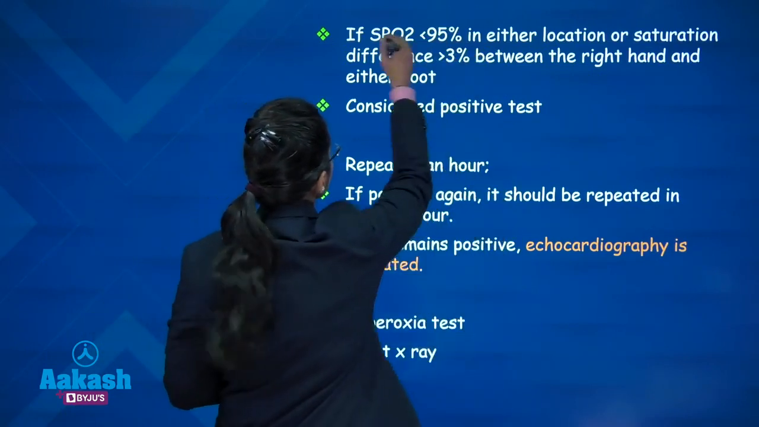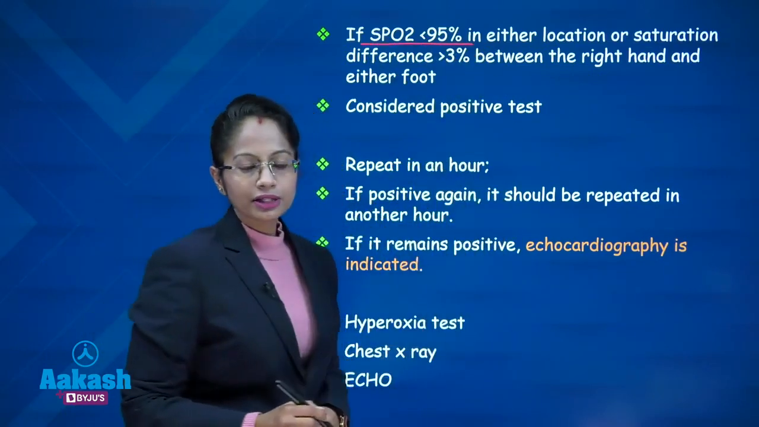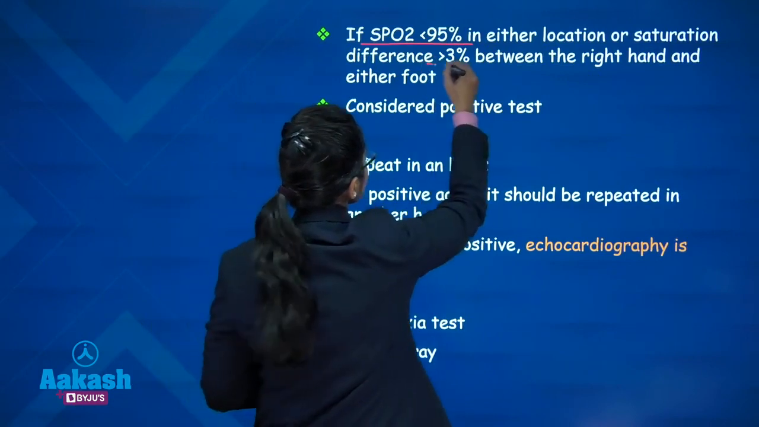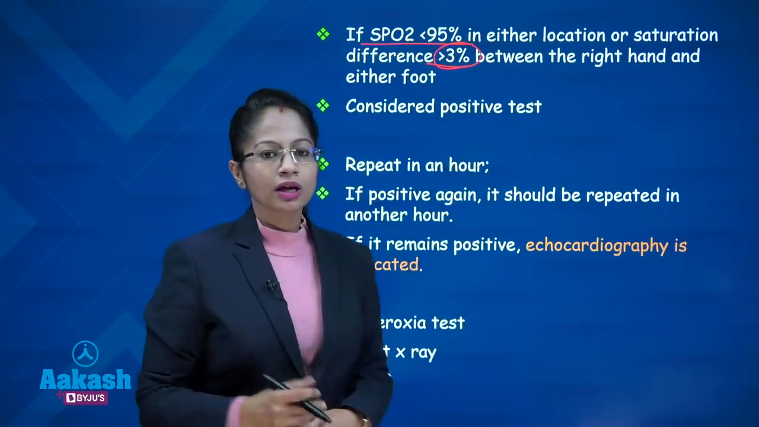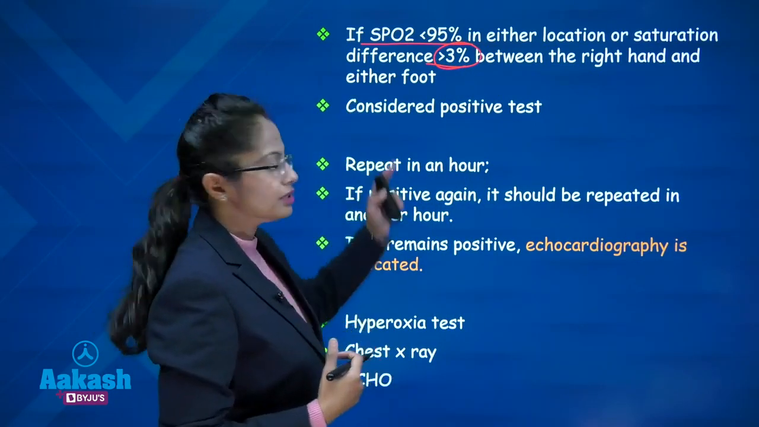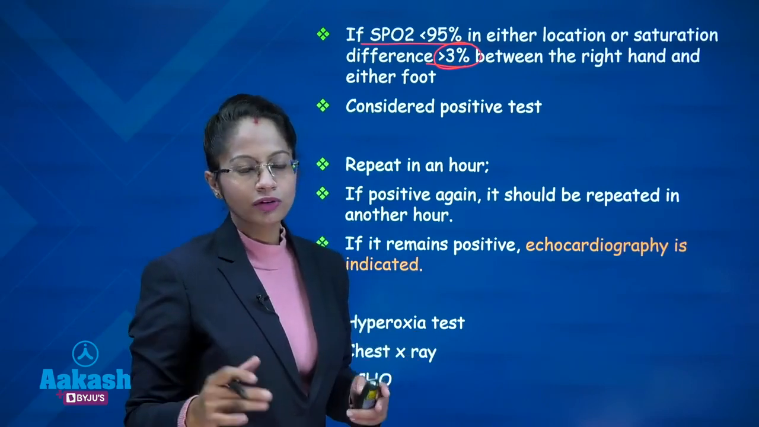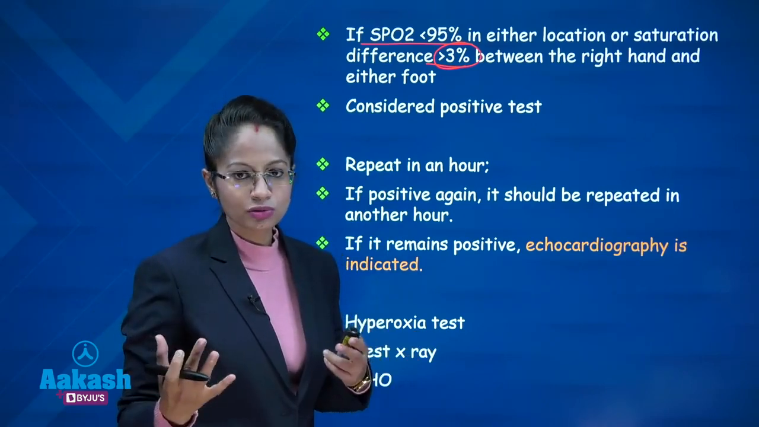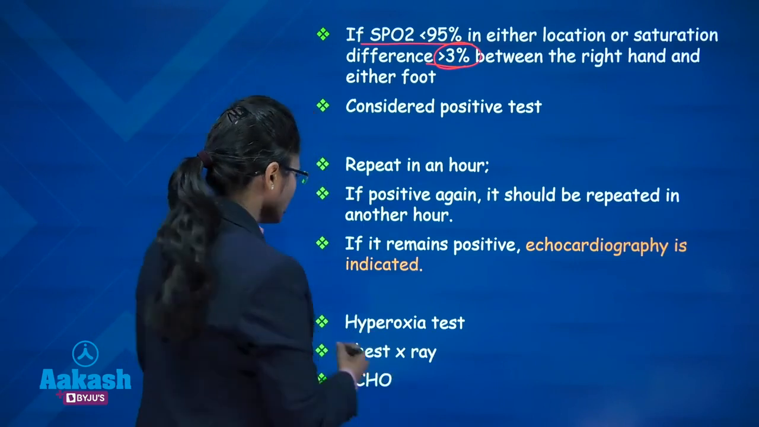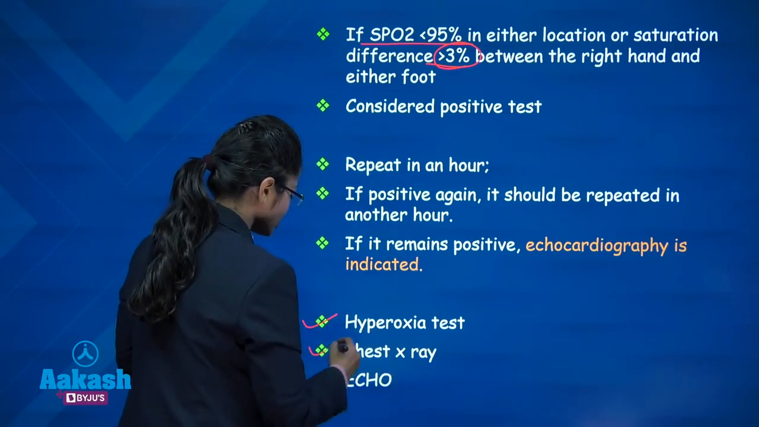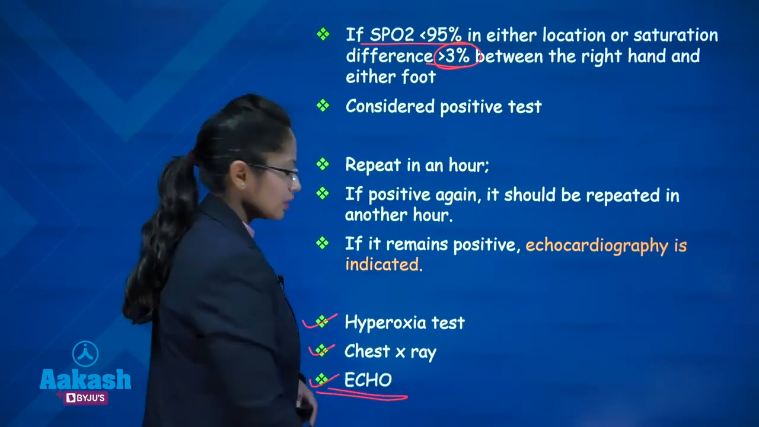Also, if the SpO2 levels are less than 95% or there is a difference of more than 3% between the right hand and either foot, this is taken to be positive, and an echo has to be done in these patients to rule out any cardiac lesion. Hyperoxia test I told you, chest X-ray I told you, and echo is the confirmatory test.